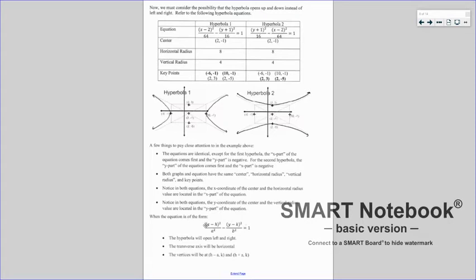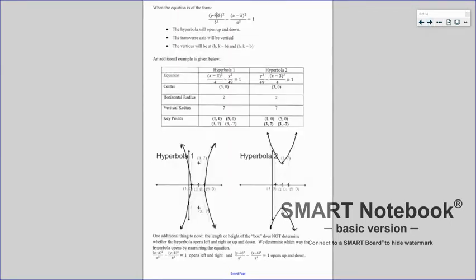So when the equation is in this form, (x - h) squared over a squared minus (y - k) squared over b squared, this is going to be one that opens left and right. The transverse axis is going to be horizontal. Center will be at (h, k). Horizontal radius is a. Vertical radius is b. So the center is at (h, k), and I'm going to move a units left and a units right. So the vertices are going to be (h - a, k) and (h + a, k). So that's how I can find those if those are the values I have. I would probably advise just drawing the picture, and then you'll find them.